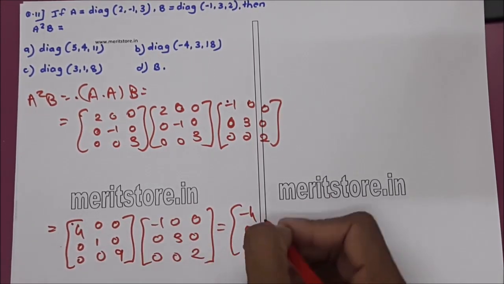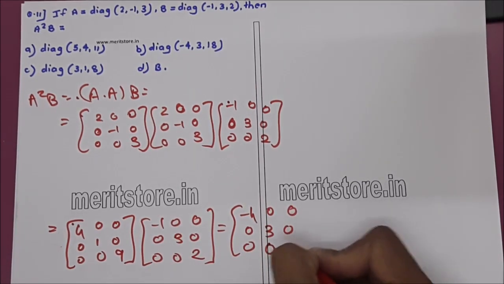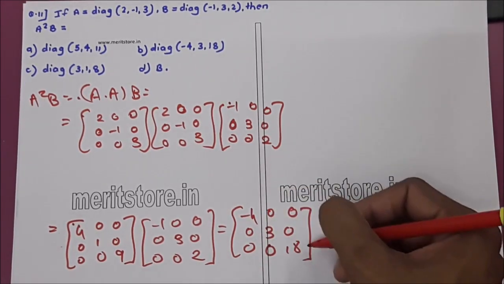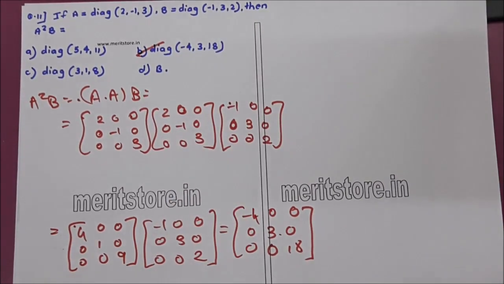We solve these two matrices, we get 0, 3, 0, 0, 0, 18. If you see, the diagonal elements are minus 4, 3 and 18, which is option B. Option B is the correct answer.